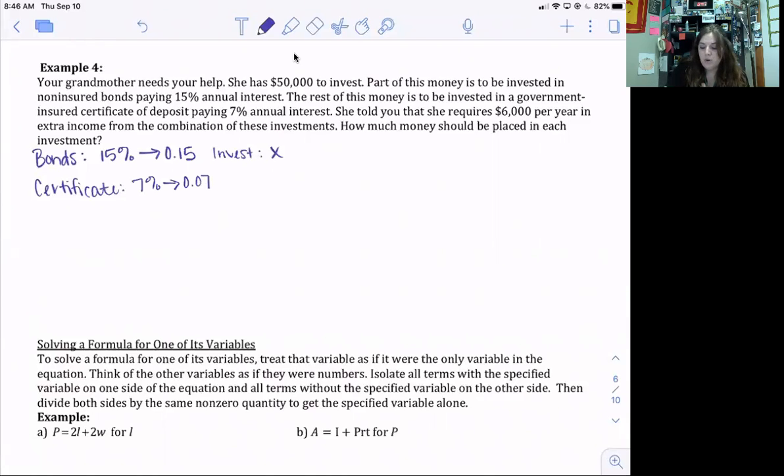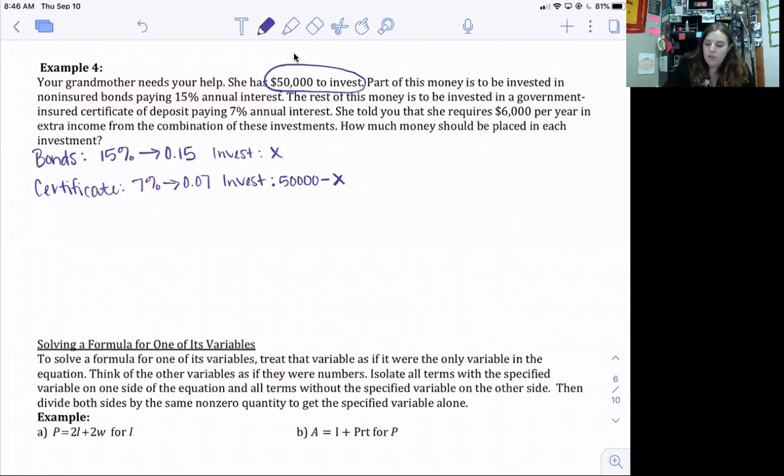And again, we don't know how much we're going to invest, but we can't use X again. So we're going to look at how much total dollars she is investing. Her total amount is $50,000. So if she invests X dollars in the bonds, she's going to invest 50,000 minus X into the certificate.